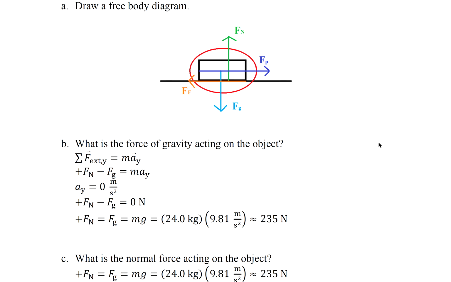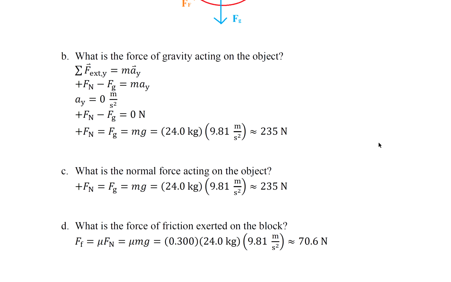Part B, what is the force of gravity acting on the object? We know this object is not jumping up or down, so a sub y is 0. So plus force normal up minus force of gravity down equals ma sub y equals 0 newtons. Since a sub y is 0, force normal equals force of gravity equals mg. Part C, what is the normal force acting on the object? Force normal equals force of gravity.